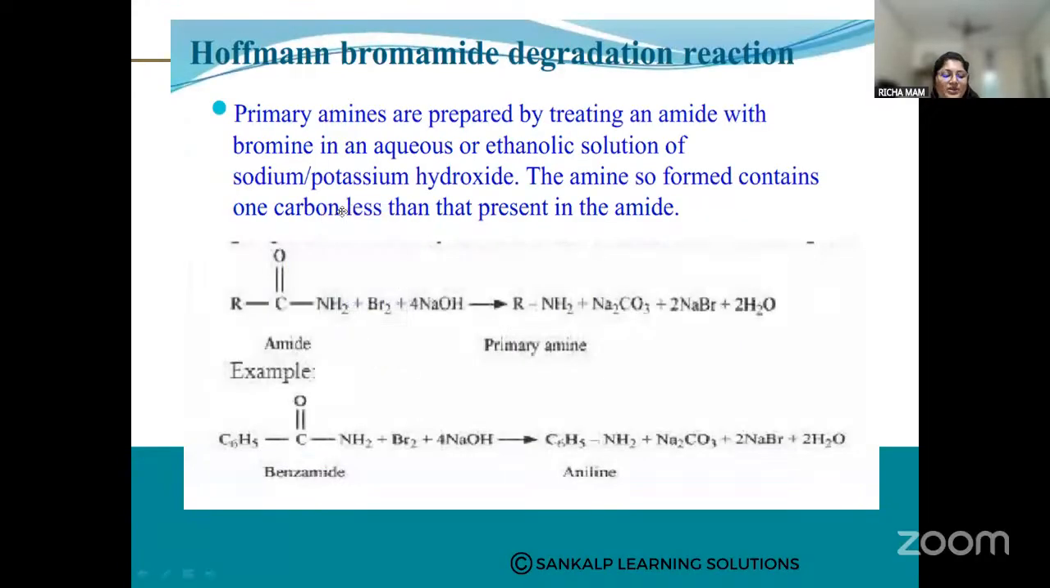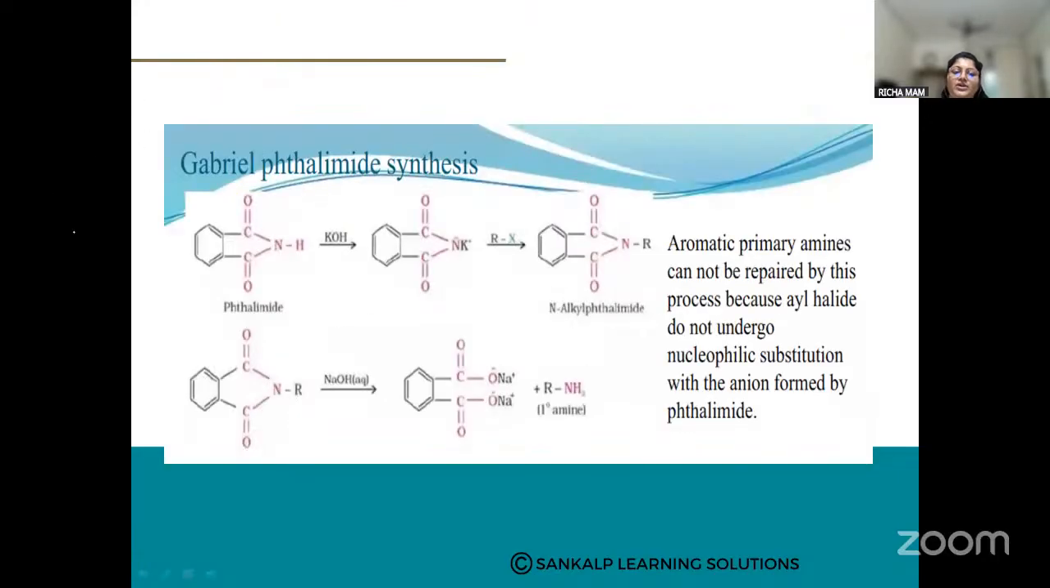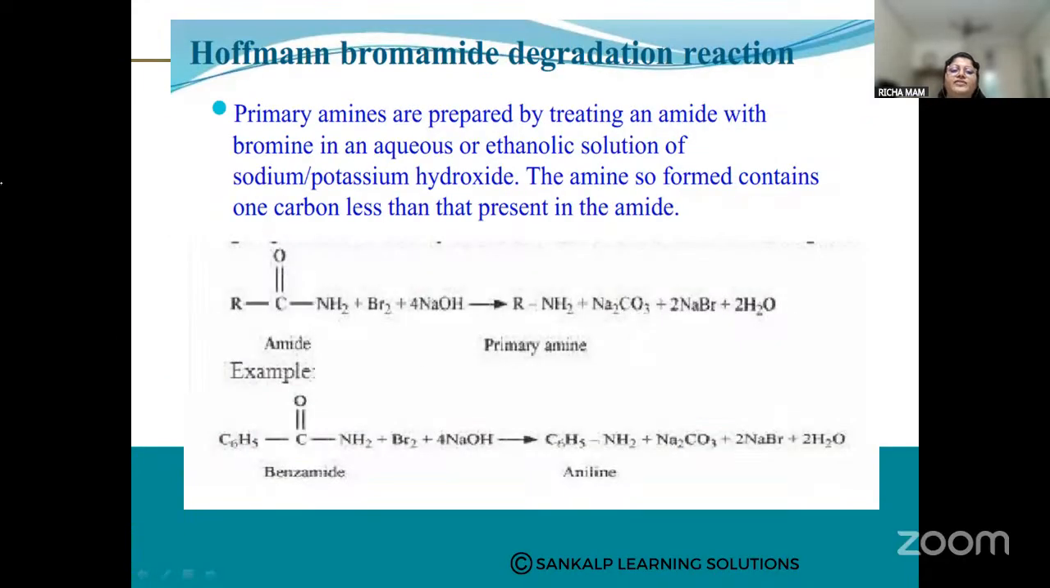So next is the Hoffmann bromamide degradation reaction. Very, very important. Hoffmann bromamide degradation reaction. Mark this as very, very important.